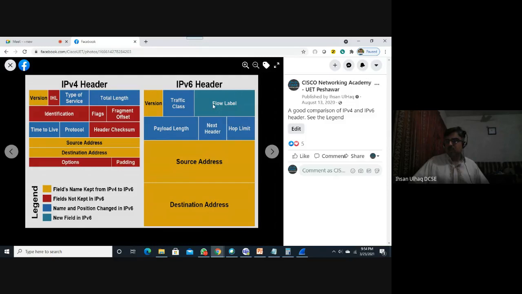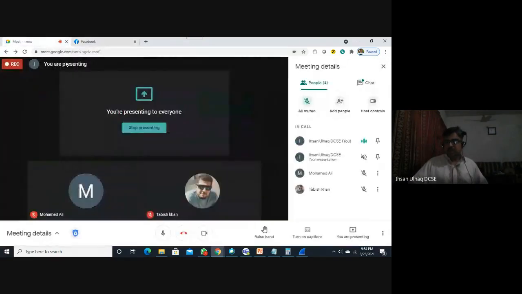And this is the newer one, flow label, to provide better quality to specific flows. Does it make sense, gentlemen? Very nice figure to compare the IP version 4 header with the IP version 6 header. Do you have any question, gentlemen? Muhammad Ali?